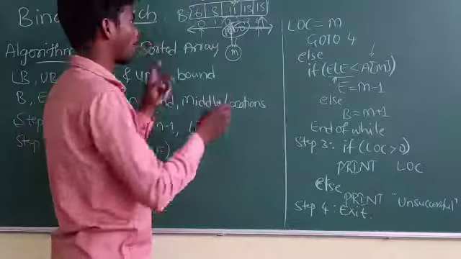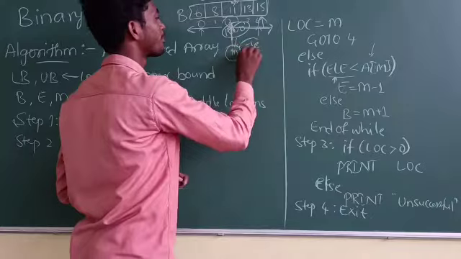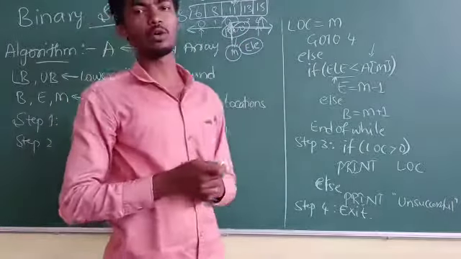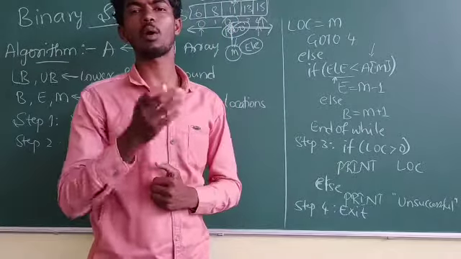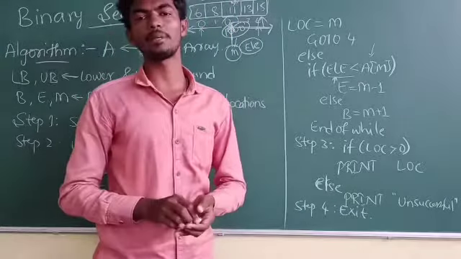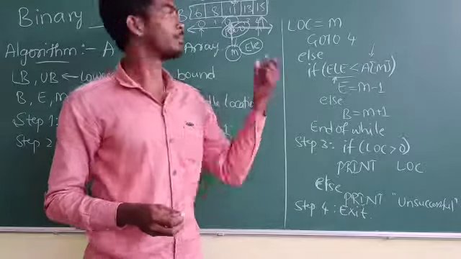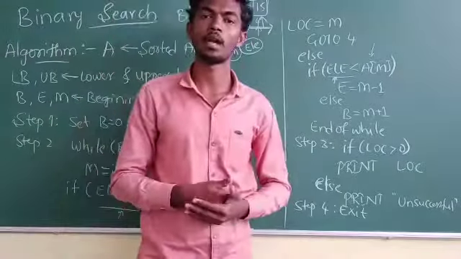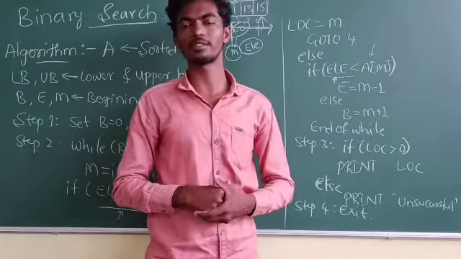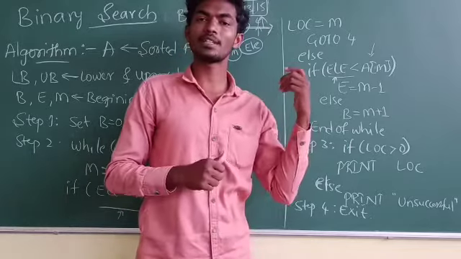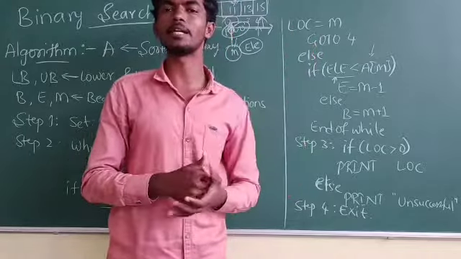Understood? After comparing the middle element with the searching element, the program will look whether the searching element is equal to the middle or not. If it is equal to the middle, then the location will be middle. Middle is the location for the searching element. If it is not, that means the middle element is not equal to the searching element, it will check whether the searching element is less than middle.